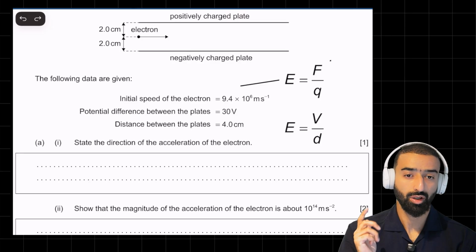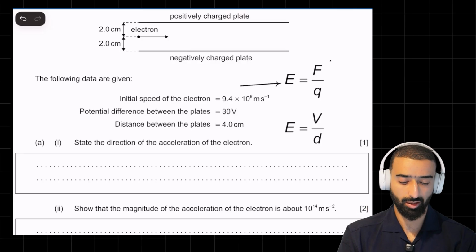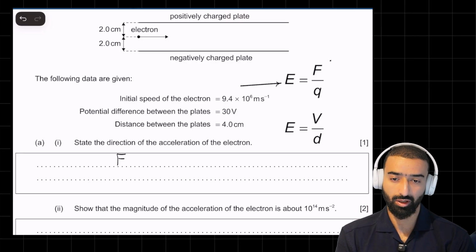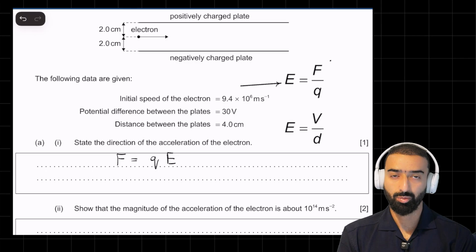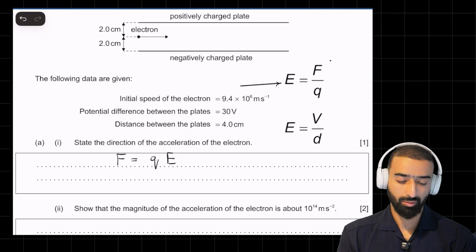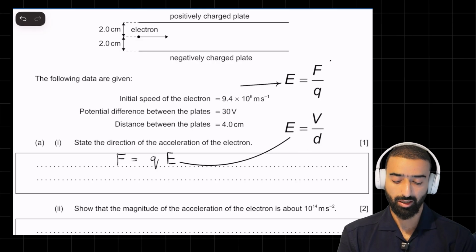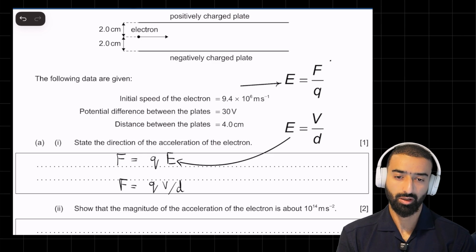Let's rearrange this equation. This equation can be rearranged as force on an electron is equal to the charge of an electron times the electric field between the two plates. The electric field can be substituted from this equation. I'm going to use V over D in place of this E. If I do that, I get F equals QV over D.